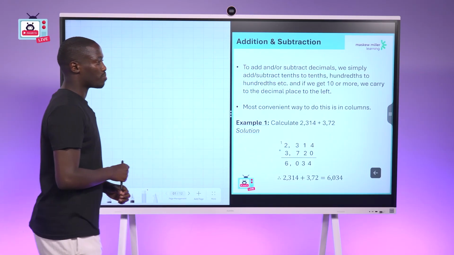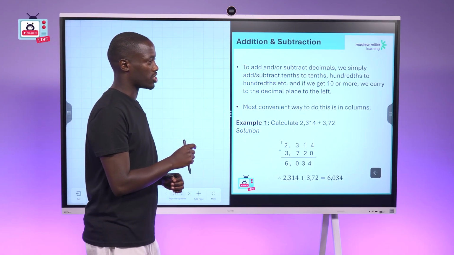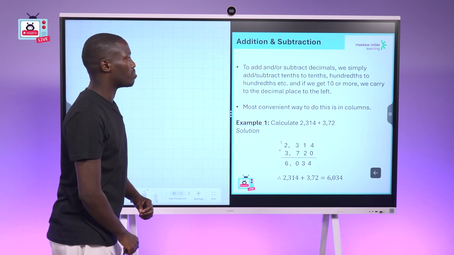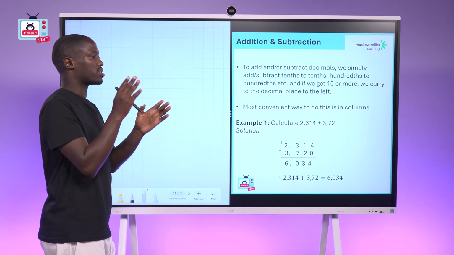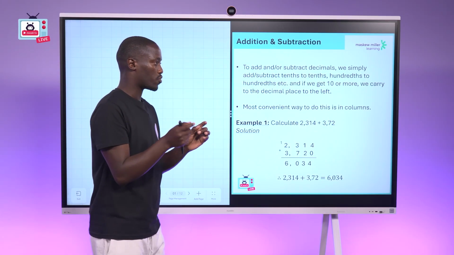Now, addition and subtraction of decimal fractions. To add and/or subtract decimal fractions, we simply add the tenths. Remember, the tenths are the first digits after the comma on your right, and the hundredths are the second digit after the comma. The thousandths are the third digits after the comma. When you are adding or subtracting, you need to add the tenths together, the hundredths together, the thousandths together, and so on and so forth.